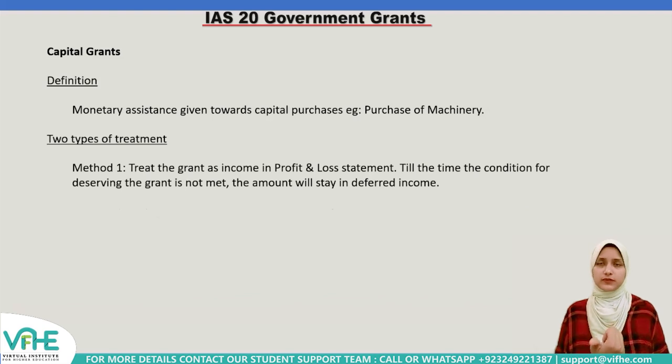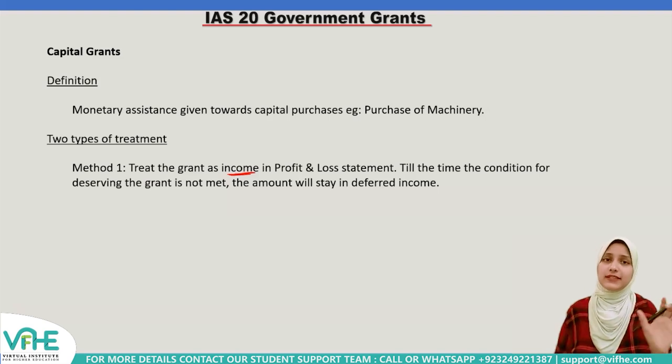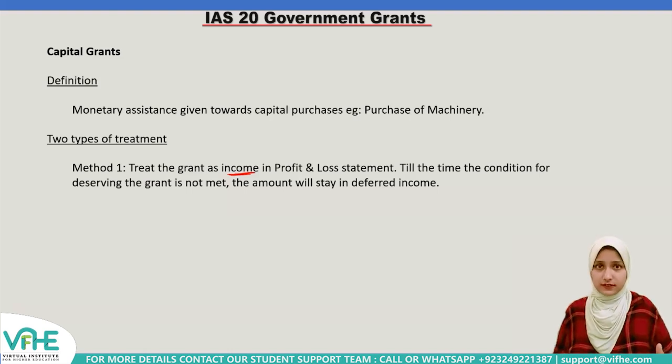One is your revenue method, meaning you will treat the grant money as income in your profit and loss statement, just like you did in your first type of grant, the revenue grant. So treat the grant as an income in the profit and loss statement. Till the time the condition for deserving the grant is met, again you will park it in deferred income, in the liability account, because you don't deserve it yet. You have not done anything towards it to deserve it. So it will be parked in deferred income, which is a liability account. I already told you this last time also.